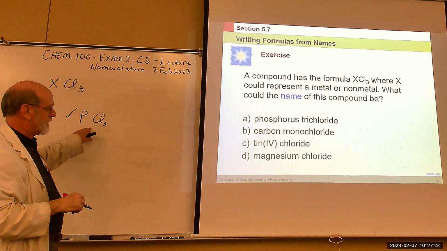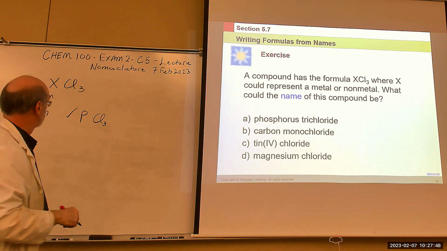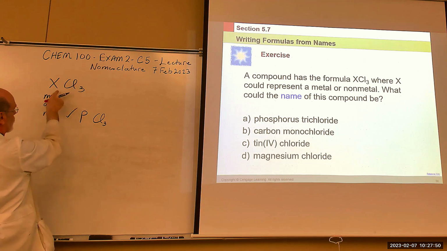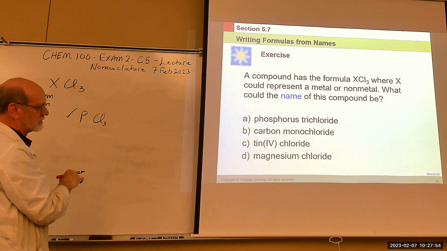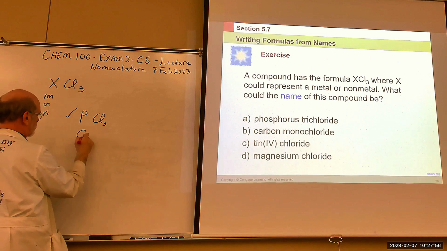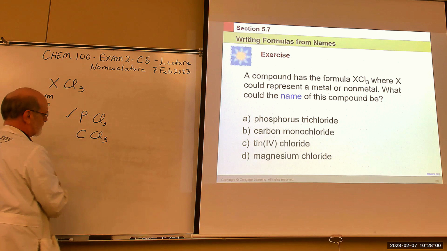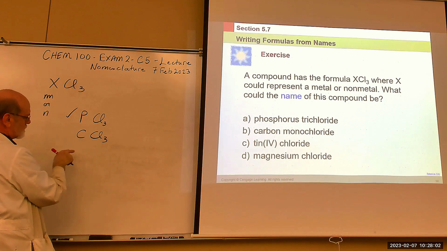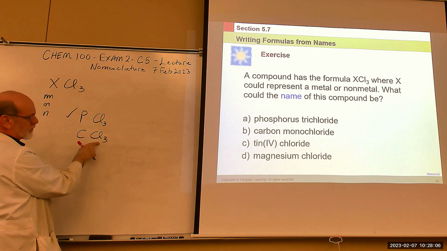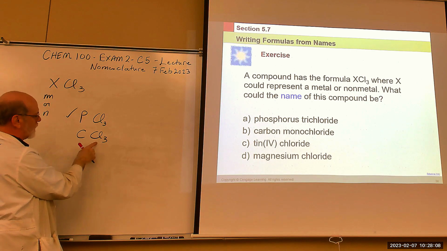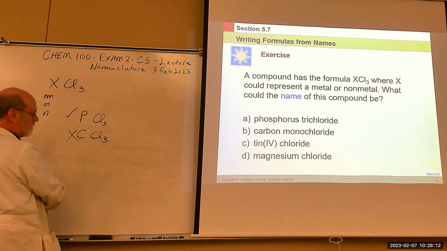Right? Metal, non-metal. We just say how many there are based upon that formula. So X is P, that's good. How about carbon monochloride? CCl3. Well, that means no, because there are 3 chlorides. We can't say mono, we have to say 3. Right? So that was wrong.